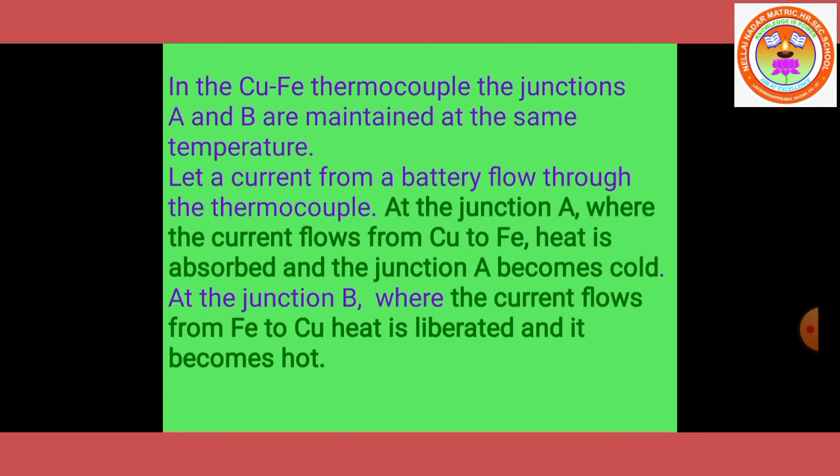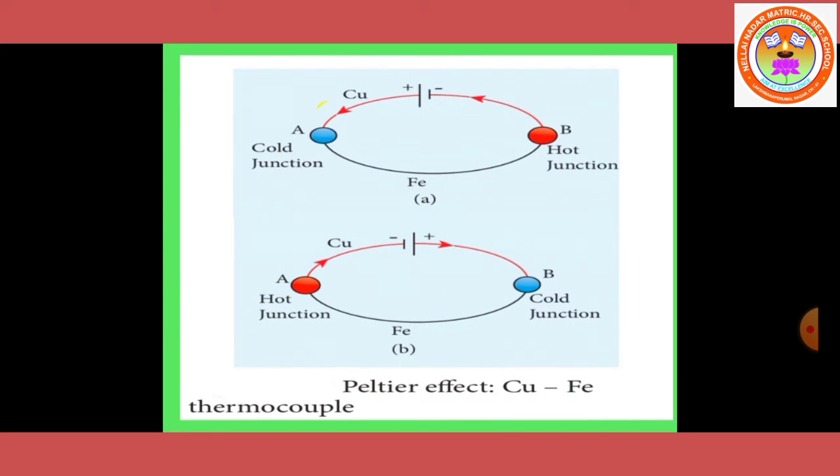So in the copper iron thermocouple, the junctions A and B are maintained at the same temperature at the initial position. When the battery is connected, let a current from the battery flow through the thermocouple. At junction A, the current flows from copper to iron.